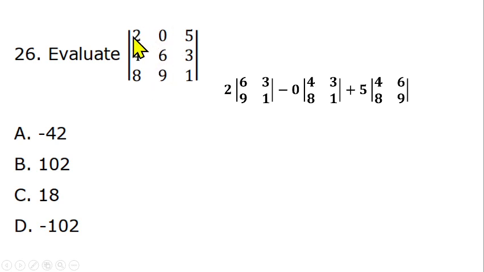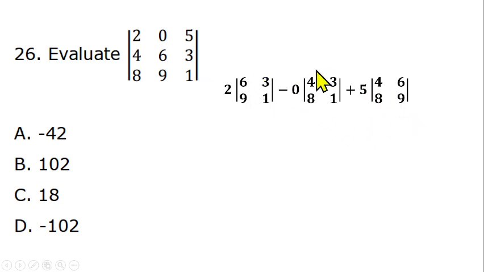So this element is in the first row, first column. So close the first row, close the first column. Then we have 6, 3, 9, 1 left here, which is this. Then the element here, the sign is minus, so you have minus 0 into this element, which is in the first row, second column. Close the first row, second column. We have 4, 3, 8, 1 left, plus, the sign of this one is plus. We have plus 5. The element is in the first row, third column. Close the first row, third column. You have 4, 6, 8, 9 left.